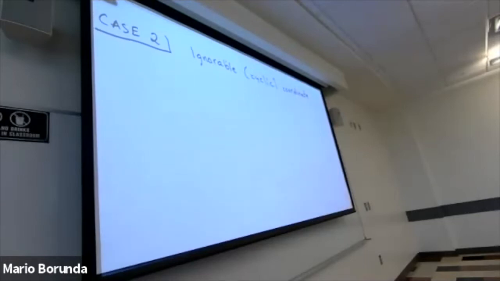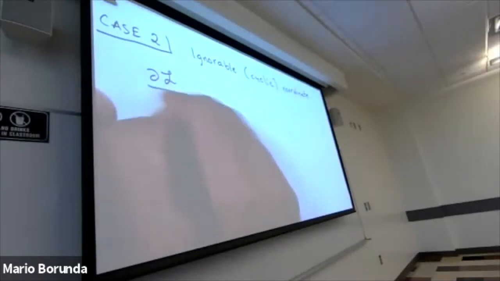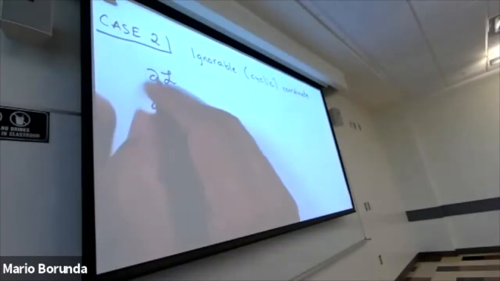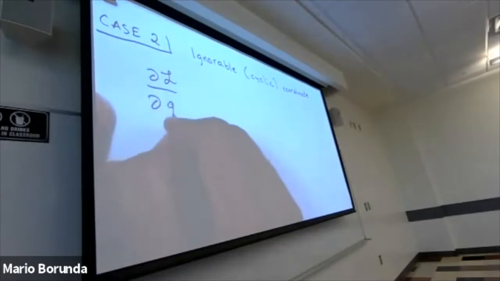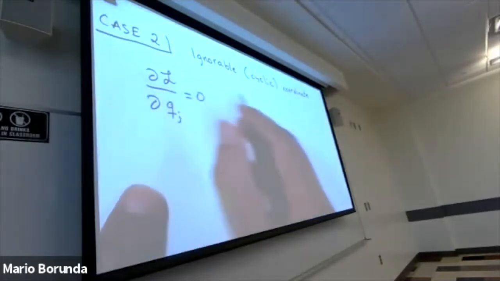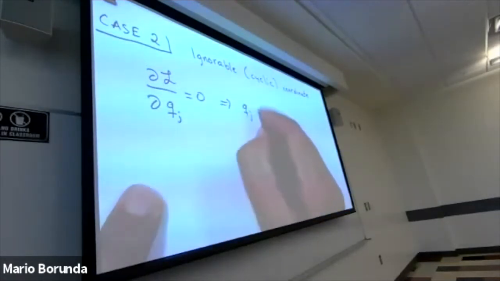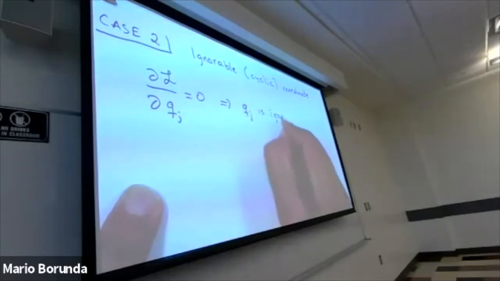So we looked at ignorable quantities before. In this case, the idea is that you have a coordinate where your Lagrangian's derivative with respect to that coordinate is equal to 0. Then that means that for that coordinate, qj is cyclic or ignorable.